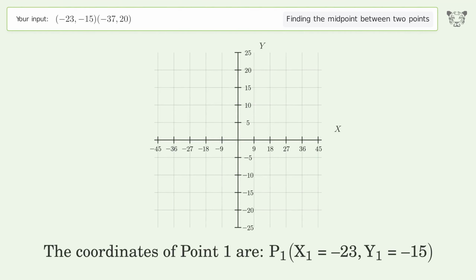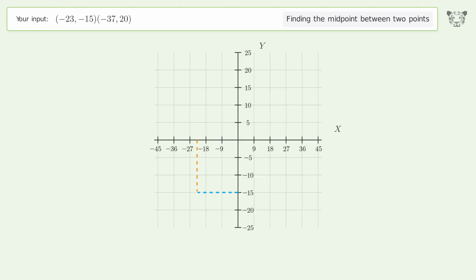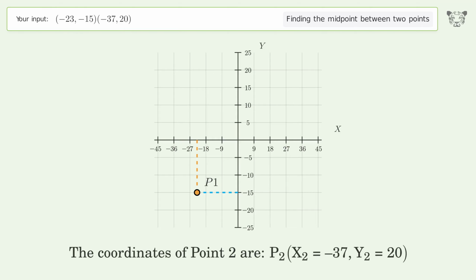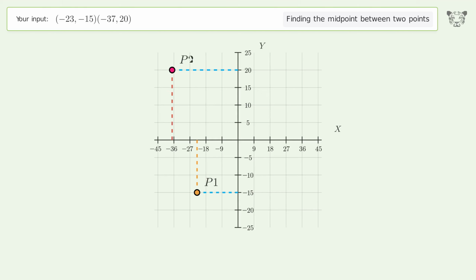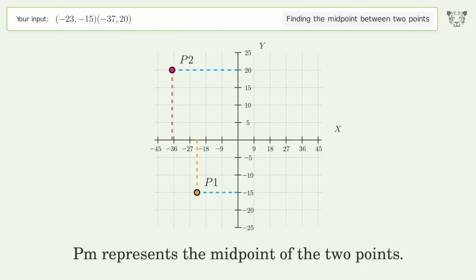The coordinates of point 1 are, x1 equals -23, y1 equals -15. The coordinates of point 2 are, x2 equals -37, y2 equals 20. PM represents the midpoint of the 2 points.